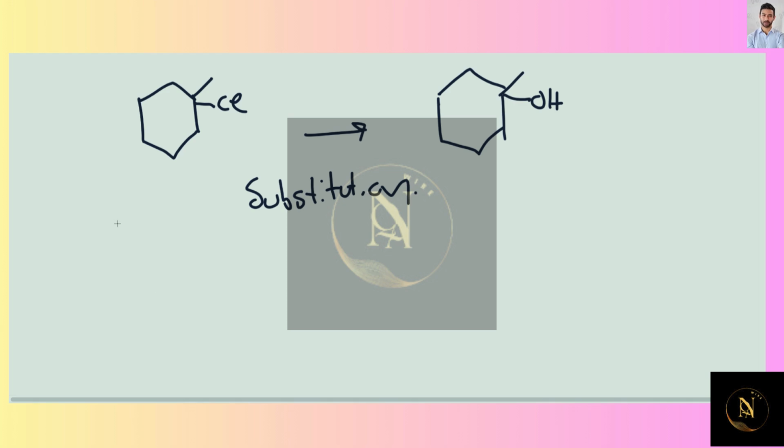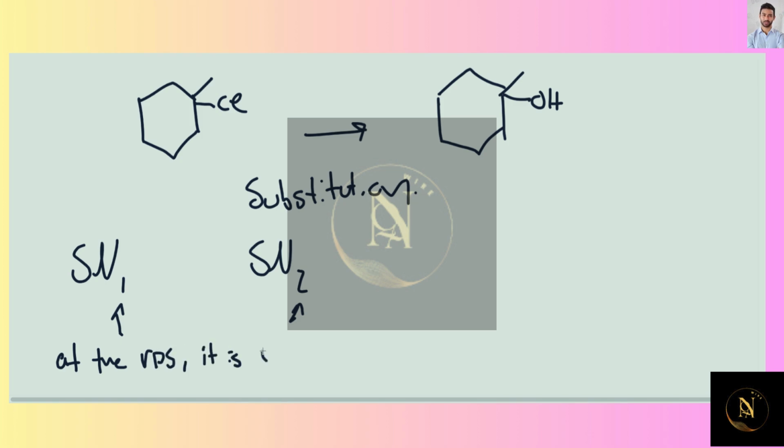Now, we know that substitution reactions can be SN1 or they can be SN2, right? Those are the two types of reactions you learned about in an introductory organic chemistry class. What does this 1 and this 2 mean? Well, what the 1 represents is that at the rate determining step, so RDS, it is unimolecular, whereas the 2 means at RDS, the reaction is bimolecular.